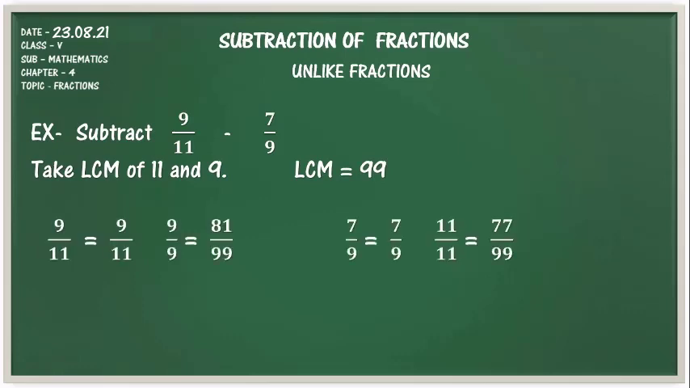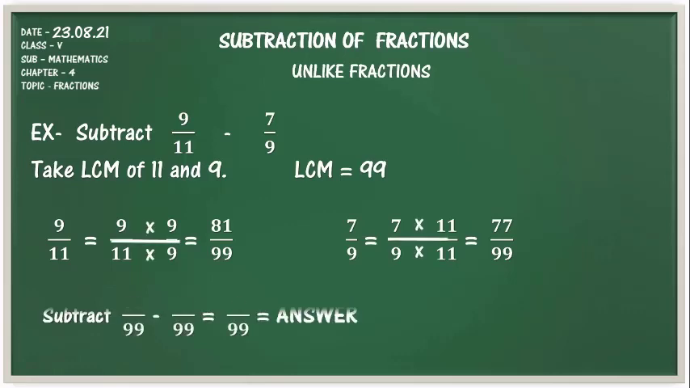So here we got like fractions as 81 by 99 and 77 by 99. Now let's subtract the numerators. So 81 minus 77 will give us 4, and for the denominator we'll write 99 as it is. So we got 4 by 99 as our answer.